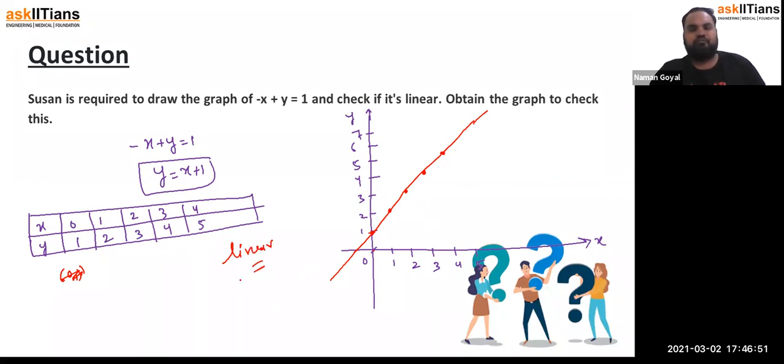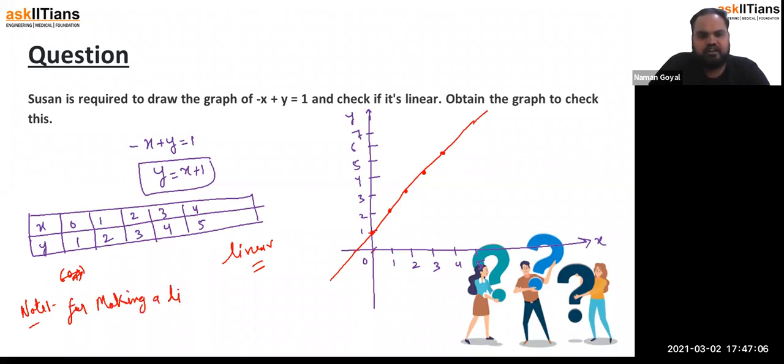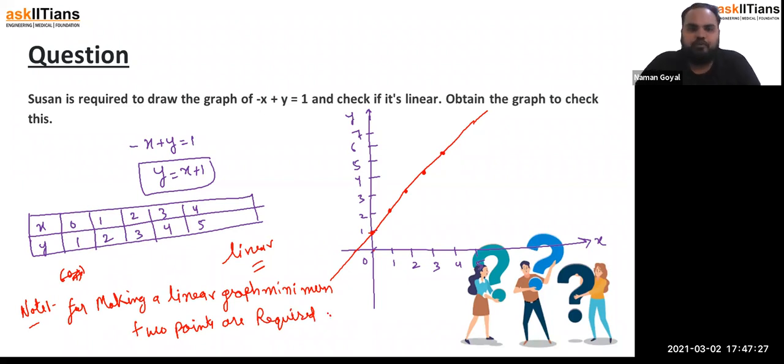For making a linear graph, a minimum of 2 points are required. Note: for making a linear graph, minimum 2 points are required. Okay, minimum how many points are required? 2 points are required. When we have 2 points, we can draw a linear graph. So this is a linear graph, right?